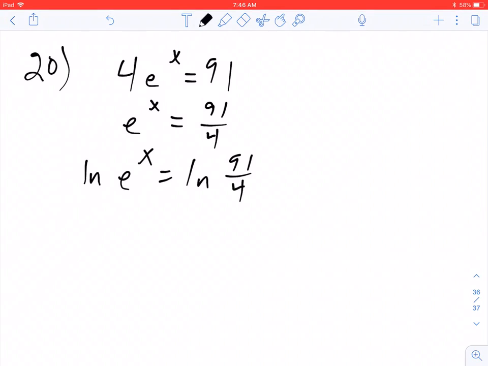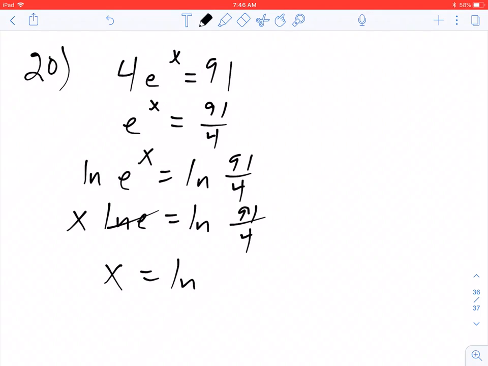Now you can see on the left-hand side you have natural log of e to the x. The power property allows you to bring the x down, and then natural log of e cancels. So you're left with x equals natural log of 91 over 4. When you type that into your calculator, you take 91, divide it by 4, and you get 3.125. That's rounded to 3 decimal places.